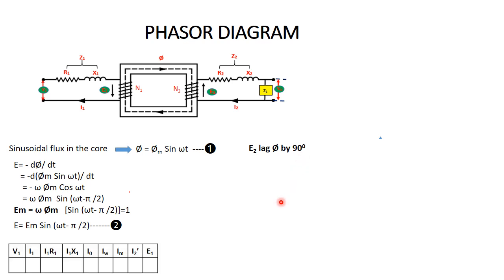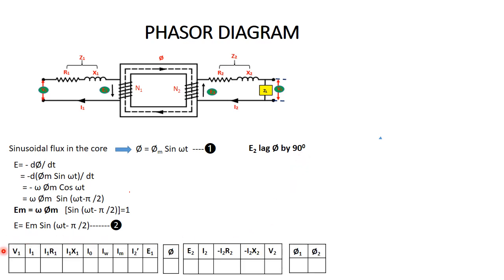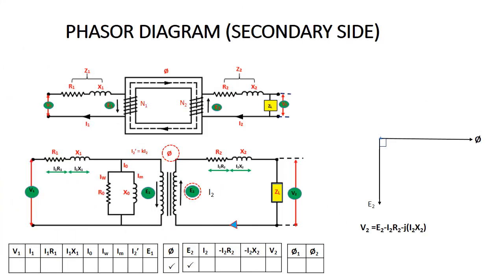To form a phasor diagram, we need to find these 17 terms. So start with phi. Flux phi is common for the primary as well as the secondary side. E2 lags phi by 90 degrees. For better understanding, we have drawn the equivalent circuit of a transformer. The primary side and secondary side are linked with flux phi.